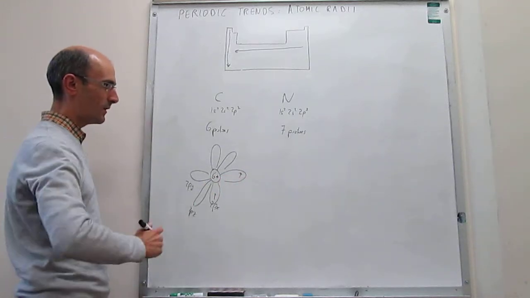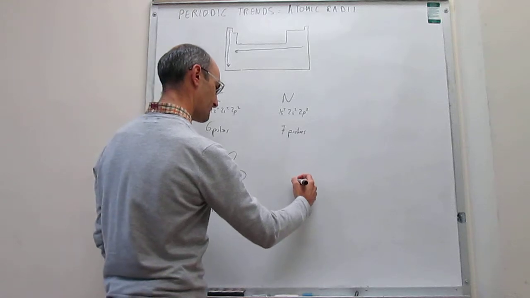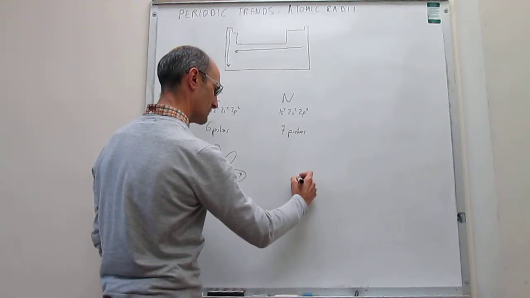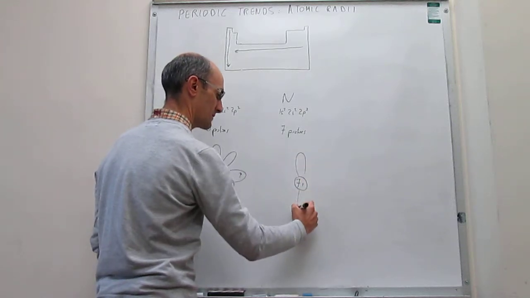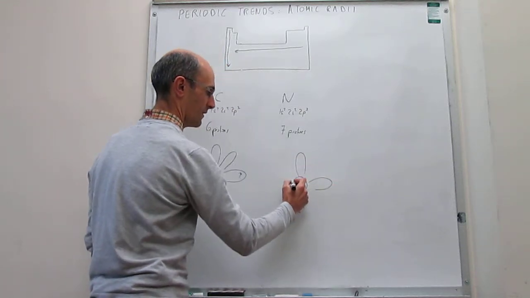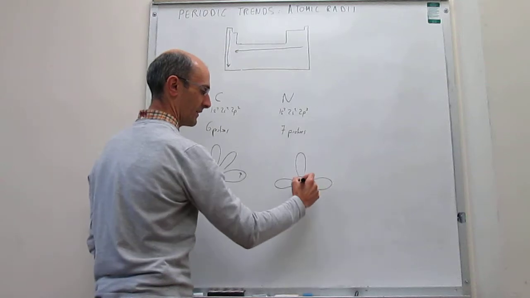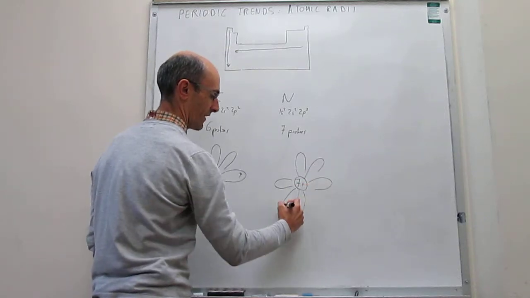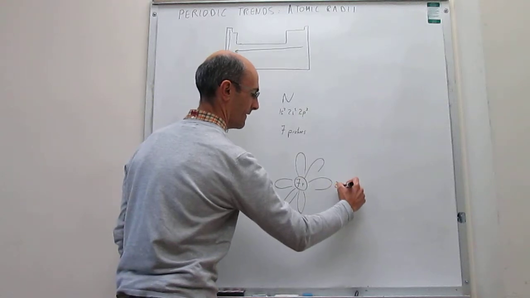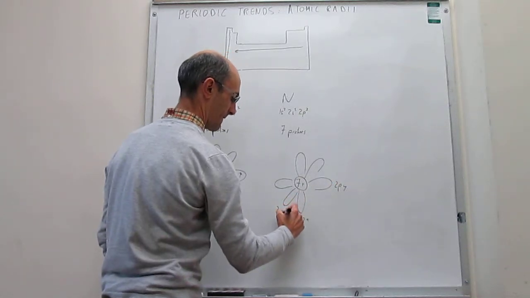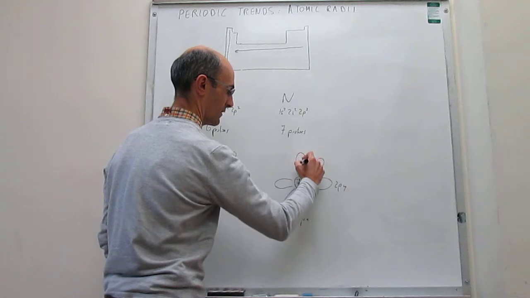Okay, so then when we go to nitrogen, you now have 7 protons in the nucleus. Okay, and then you have here your 2px, your 2py, and then your 2pz coming in another plane, which I'm going to draw here at an angle. Okay, so that is the 2px, that is the 2py, and this is the 2pz. All right, and there's one electron in each one of the orbitals.